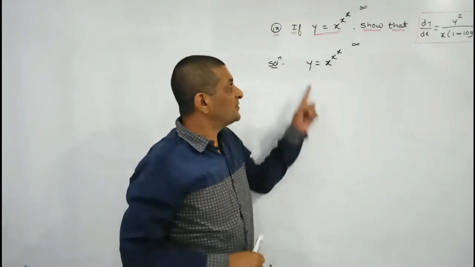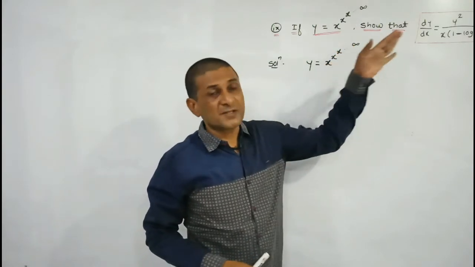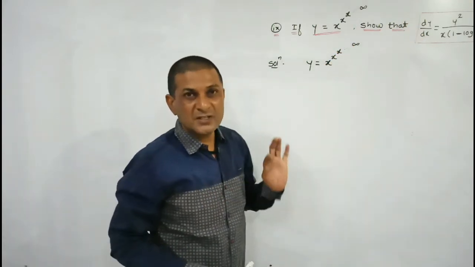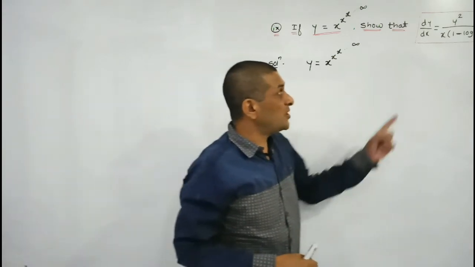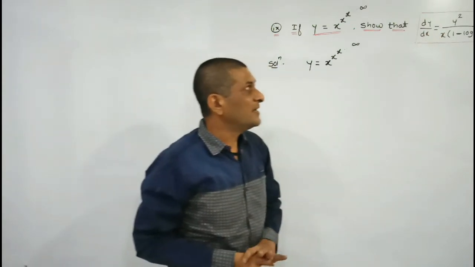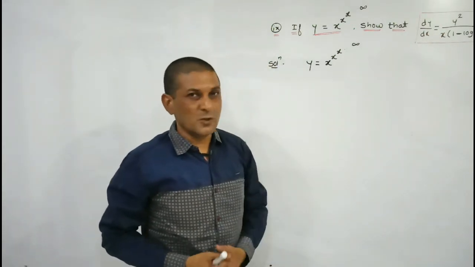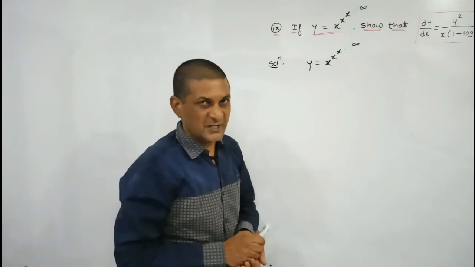In this example, the given function is y is equal to x raised to power x raised to power x raised to power x raised to power x, continuing till infinity. Using this, we have to show that the value of dy by dx is equal to y square divided by x into 1 minus log y. So let us first simplify this function and later on we will differentiate it.